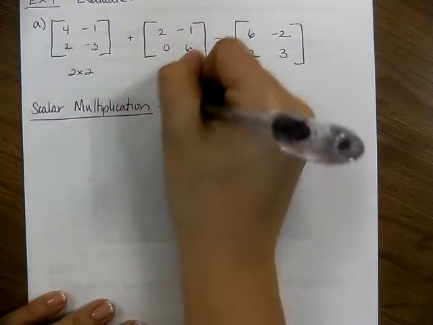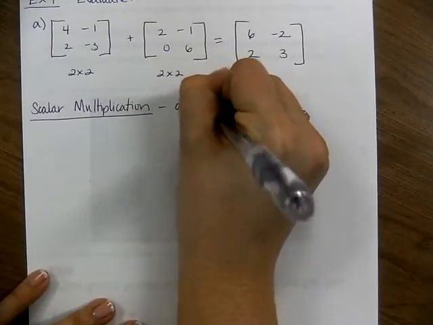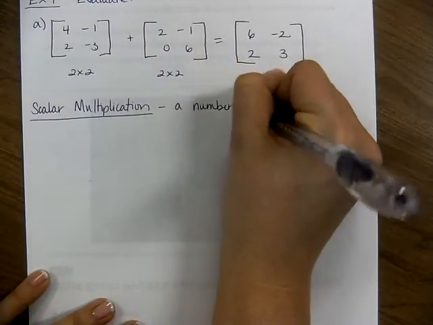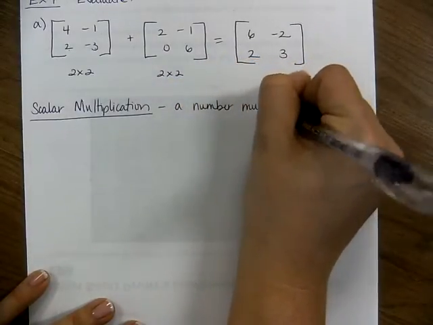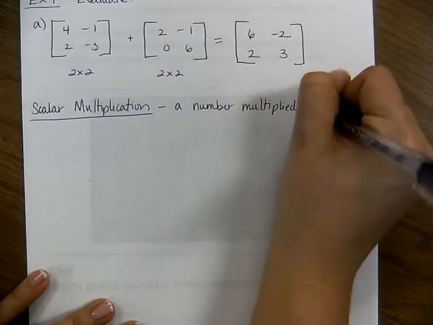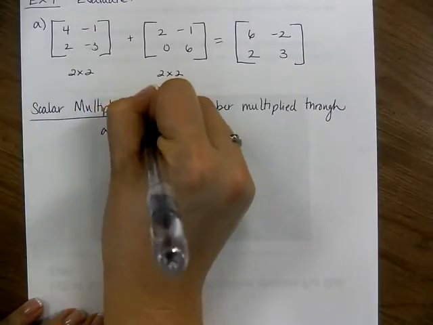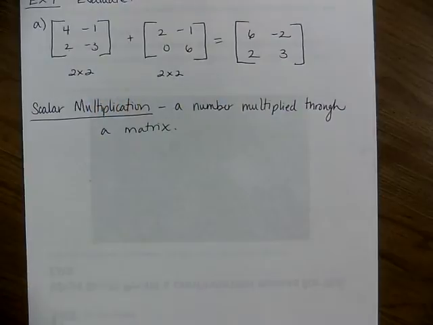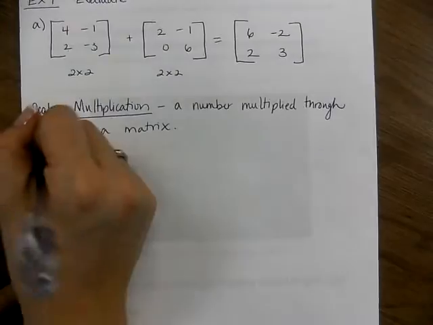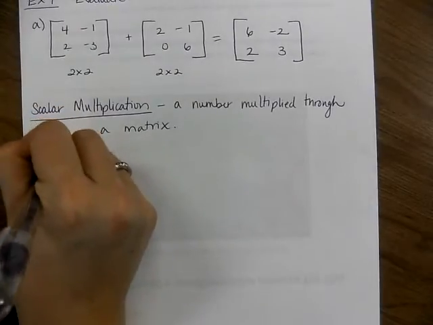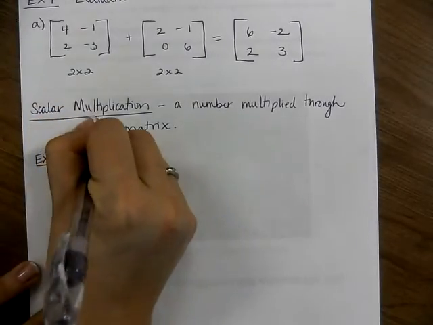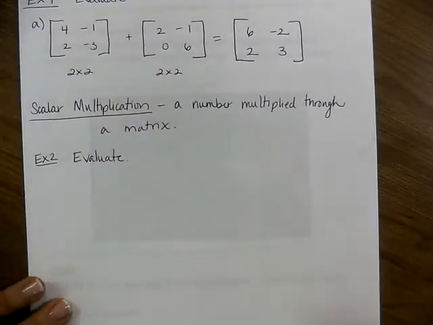Okay, so scalar multiplication is a number multiplied through a matrix. If you have a scalar, you're going to see a number out front, and then you just literally distribute it to every element. Okay, so let's say, we'll call this example 2. We'll use the same direction, evaluate.